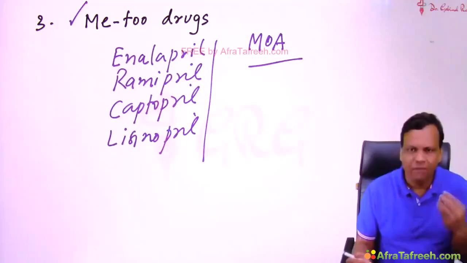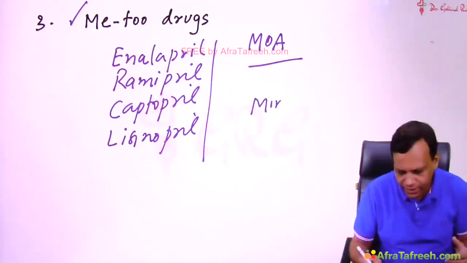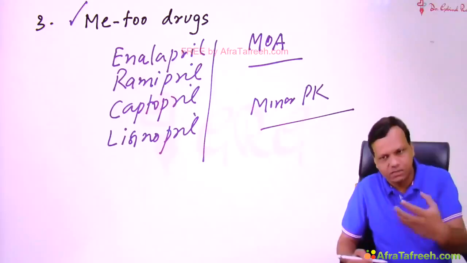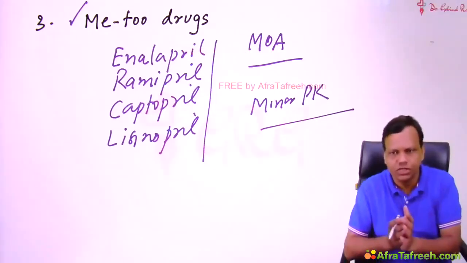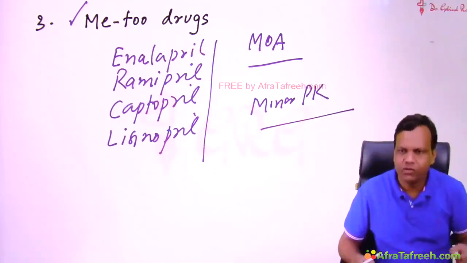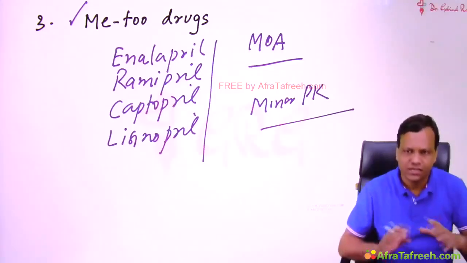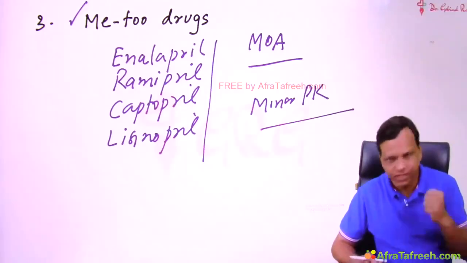But they have minor pharmacokinetic differences. So minor pharmacokinetic differences are there, like some is long acting, some is short acting, some has bigger volume of distribution, some has lower volume of distribution. So when they have minor pharmacokinetic differences but more or less the same mechanism of action and the same clinical uses, these are called Me Too drugs. Clear?